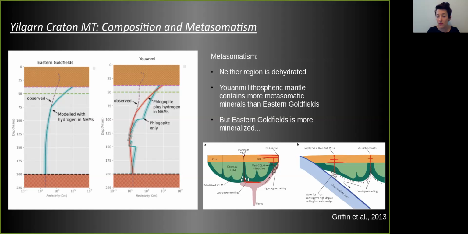And in most of the mineral systems models in general for these giant ore deposits, and certainly for those within the Eastern Goldfields, the models really show us that the lithospheric mantle has to have been metasomatized before as a necessary prerequisite before those mineral deposits can be formed. So it might be surprising that the Yuanmi that is less mineralised seems to contain more metasomatic minerals in the lithospheric mantle than the Eastern Goldfields.